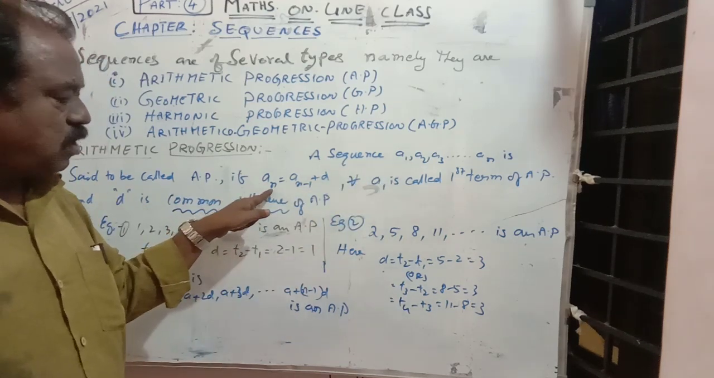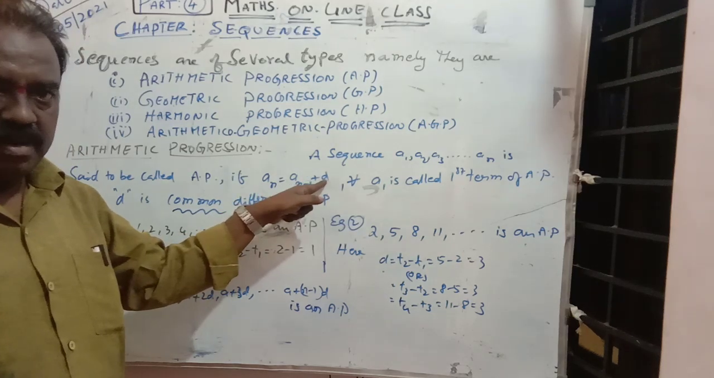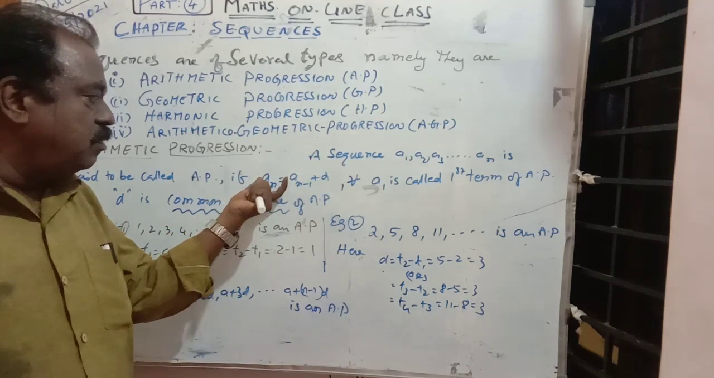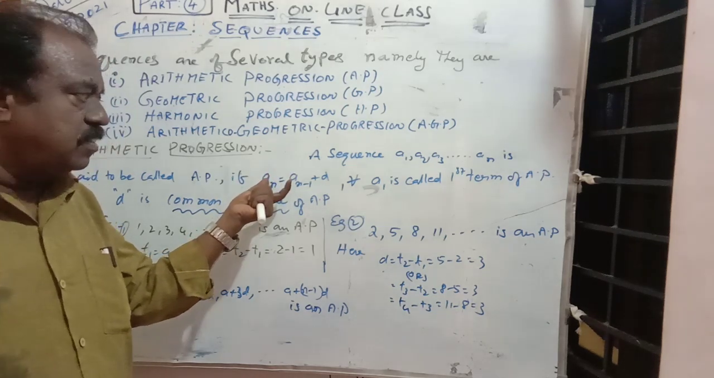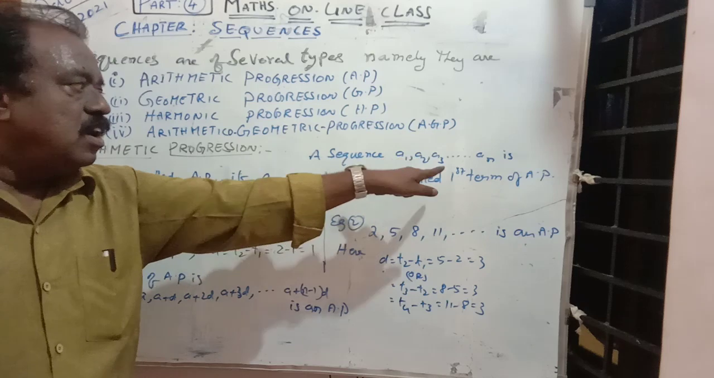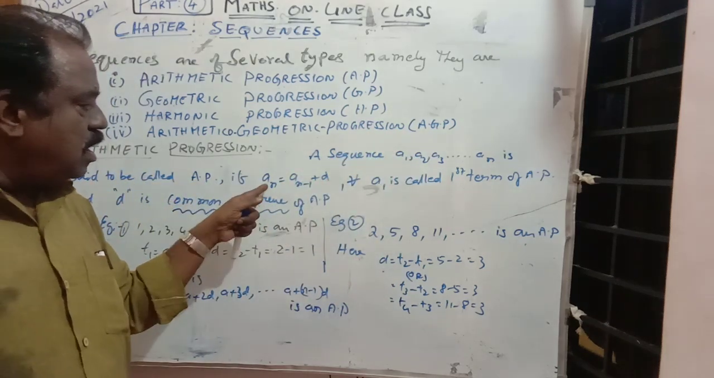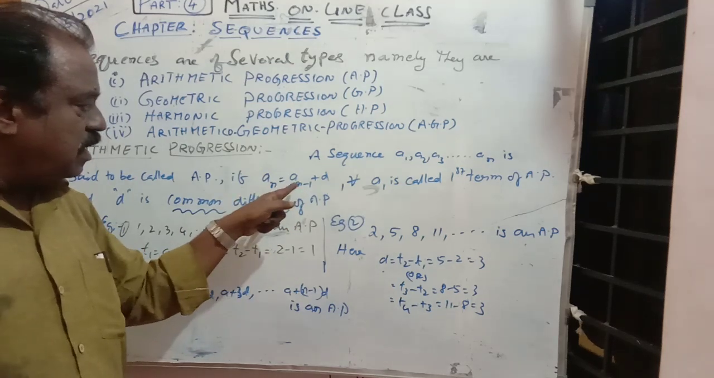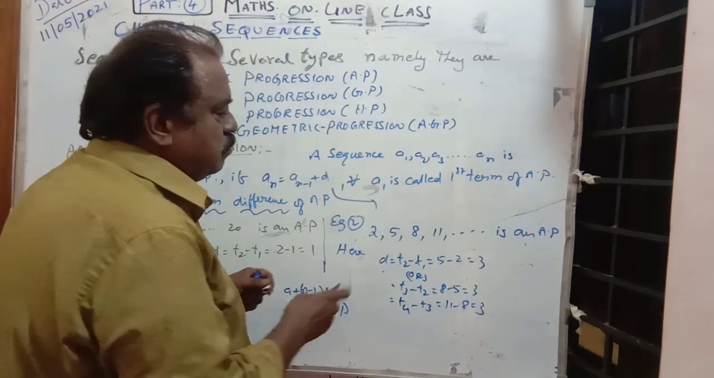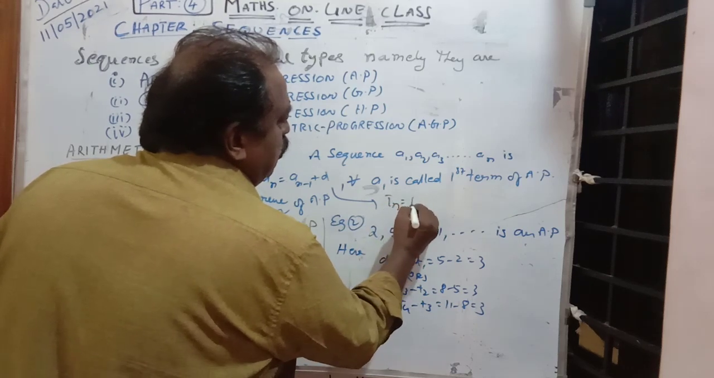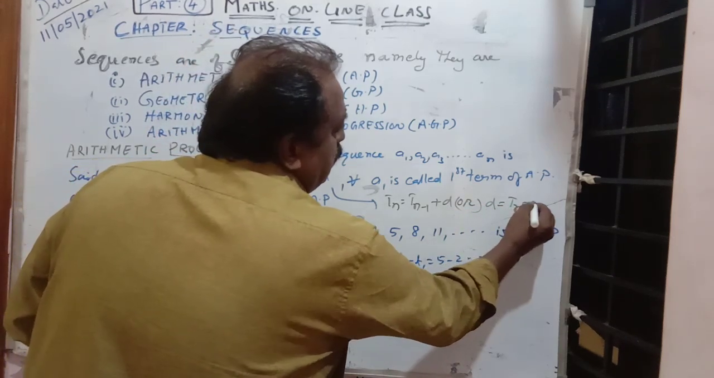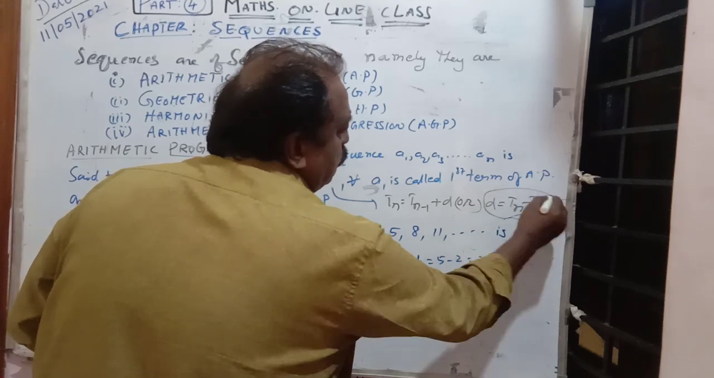Suppose n is equal to 5: A5 is A4 plus some constant d. Like that, each term can be obtained. So the difference of any successive pair is constant: A2 minus A1 is constant, A3 minus A2 the same constant, A4 minus A3 the same. Here we see An minus An minus 1 is equal to d. This is also written in term notation as Tn is equal to Tn minus 1 plus d, or d is equal to Tn minus Tn minus 1.